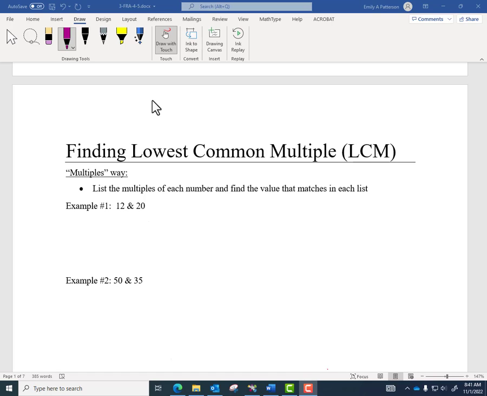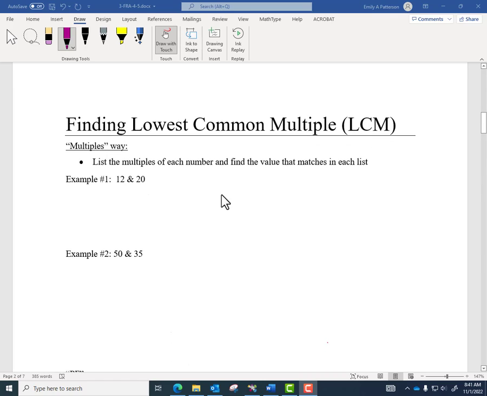In this video, we're going to find the lowest common multiple two different ways. The first way we're going to talk about is finding the lowest common multiple through what I call the multiples way, or making a list of multiples to find what matches. For 12 and 20, we are going to just list out all the first handful of multiples for each number.